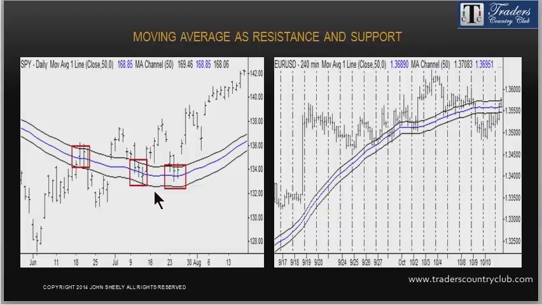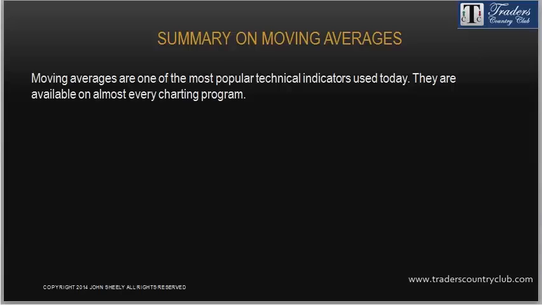In the chart on the right is the euro-dollar forex currency pair. The 4-hour chart is very popular in forex, and you can see this moving average zone served as support in late September and early October. To summarize, moving averages are probably the most popular and heavily watched technical indicator of them all, and they're available on almost every charting platform.